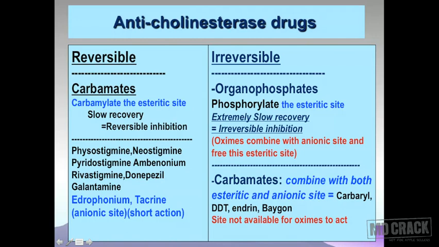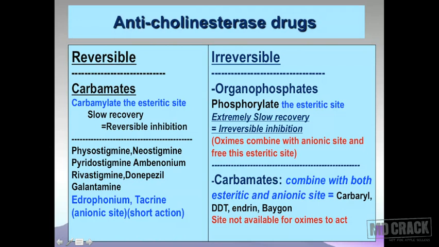So the site is not available for oximes to act. So if you get a poisoning by the carbamates, it's difficult to reverse this particular poisoning by using the oximes. So that's very important about the irreversible anti-cholinesterase agents. Let's come back to the left side and have a look at the reversible agents once again. We already described how they act. Let's know which are these agents.